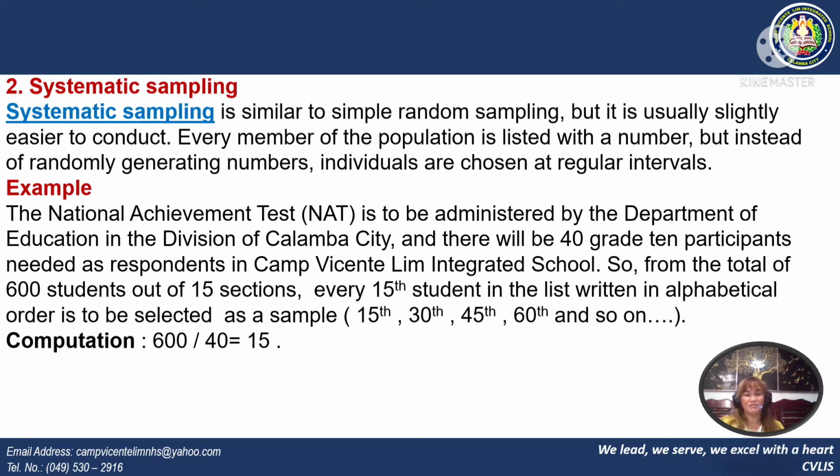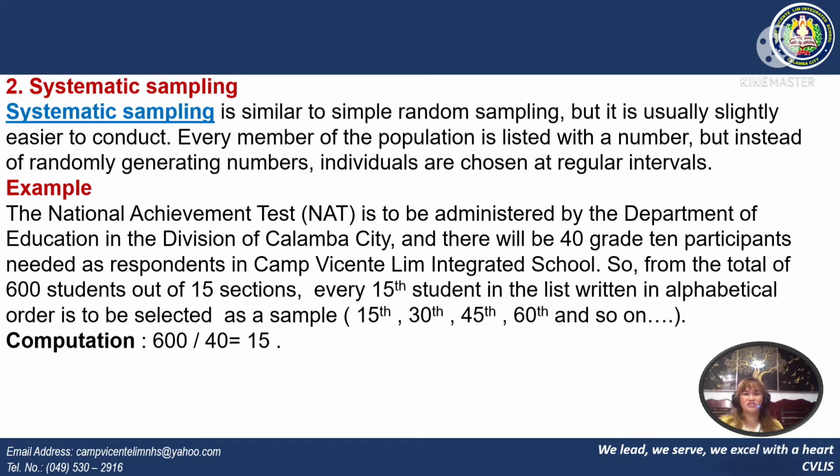Okay, so for example, the National Achievement Test or NAT is to be administered by the Department of Education in the Division of Calamba City, and there will be 40 grade 10 participants needed as respondents in Camp Vicente Lim Integrated School. So from the total of 600 students out of 15 sections, every 15th student in the list written in alphabetical order is to be selected as a sample. Okay, so we have 15th, 30th, 45th, 60th, and so on until we collect 40 students. For the computation, we have 600 over 40, which is equal to 15.